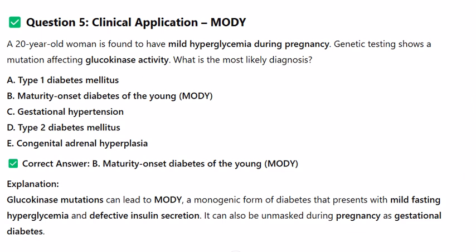Explanation: glucokinase mutations can lead to MODY, a monogenic form of diabetes that presents with mild fasting hyperglycemia and defective insulin secretion. It can also be unmasked during pregnancy as gestational diabetes.